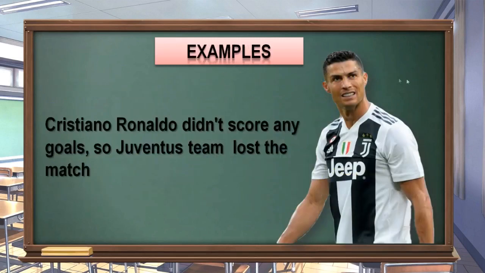This is Cristiano Ronaldo, who is considered as one of the most famous football players around the world. So this example is about this player. Cristiano Ronaldo didn't score any goals, so Juventus team lost the match. So now let's move to see how to form a conditional type 3 sentence based on this example.